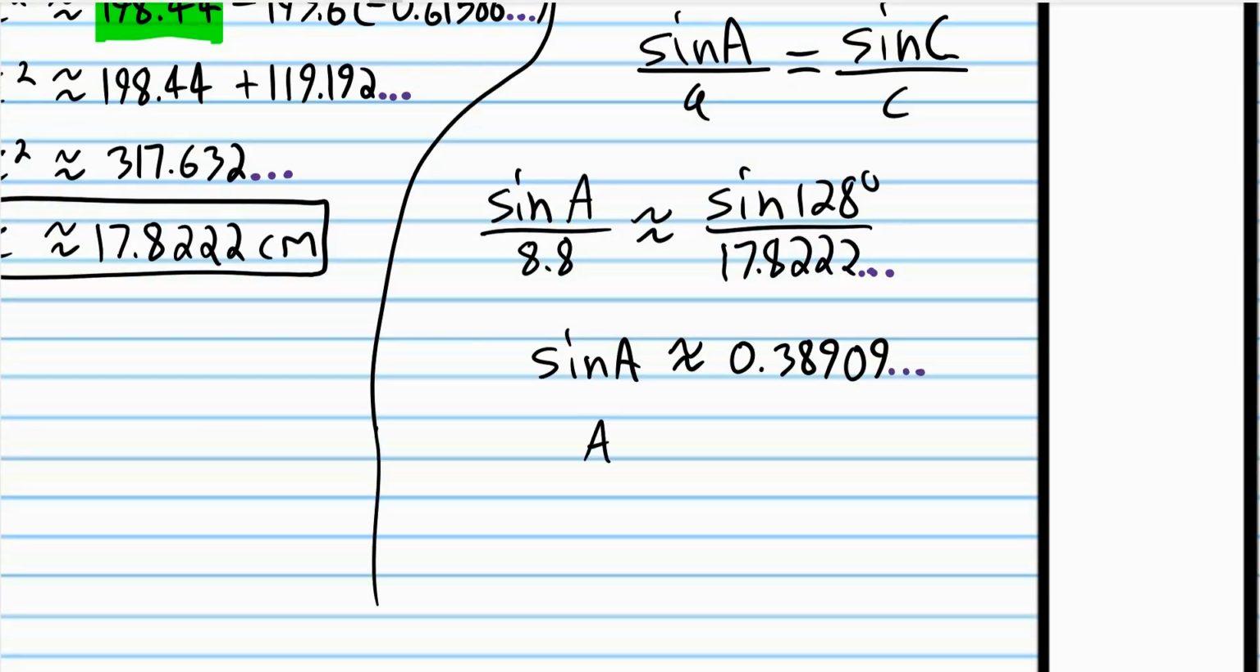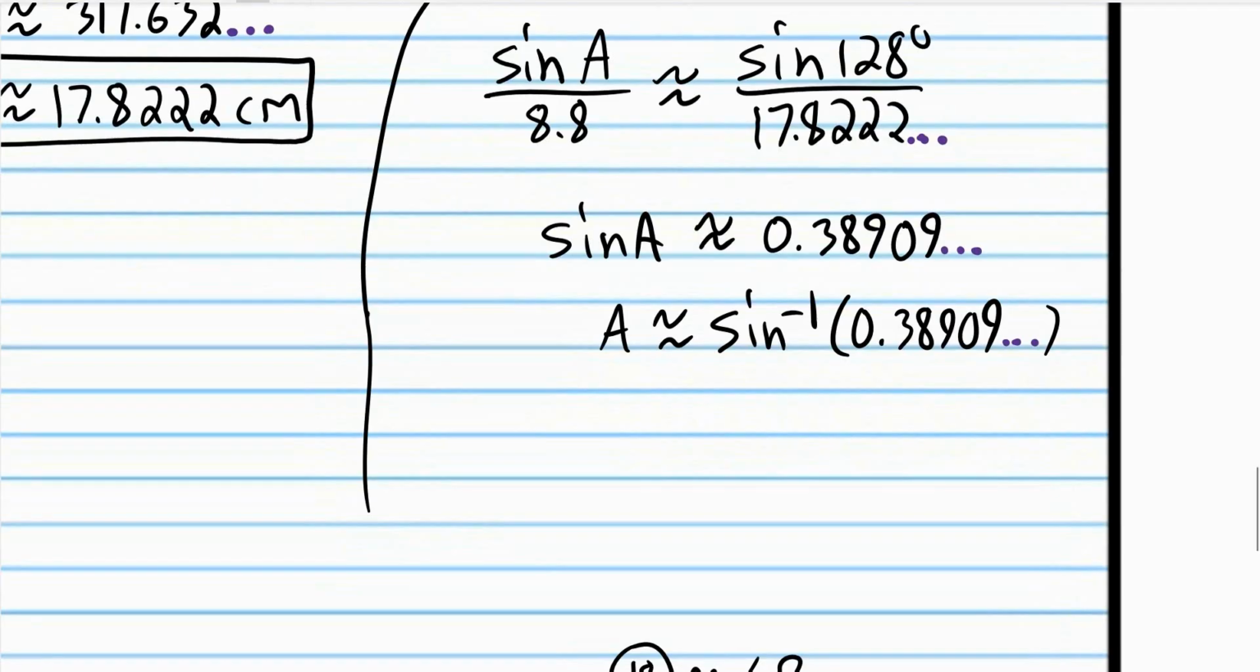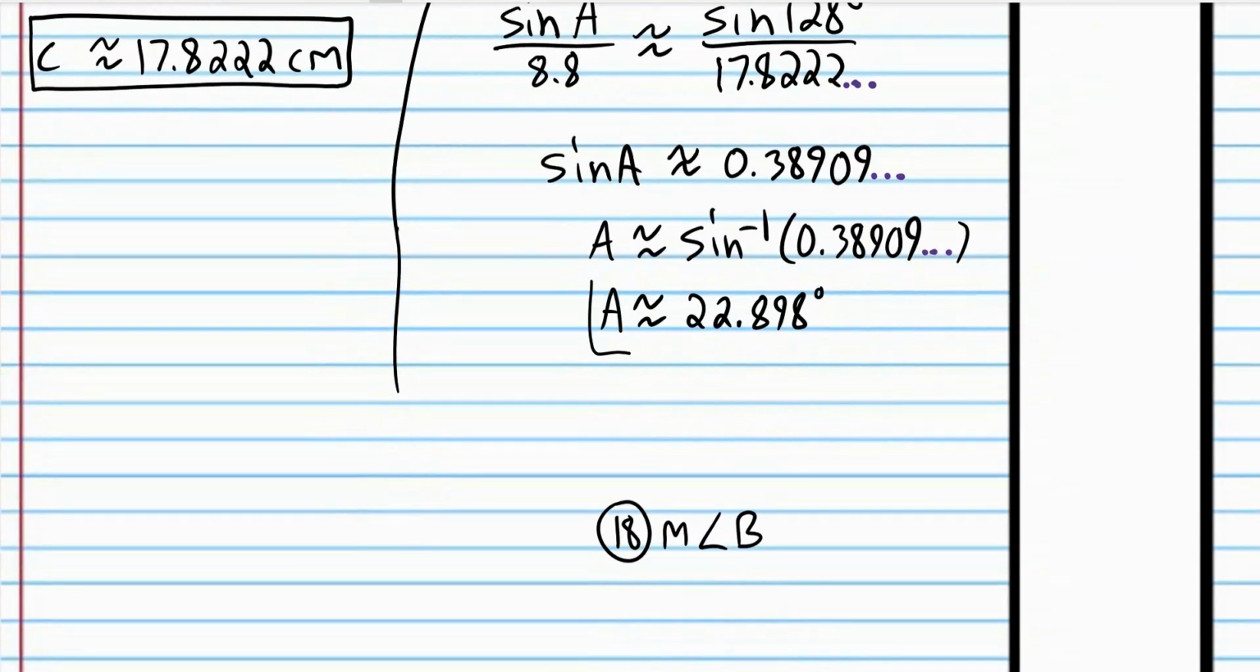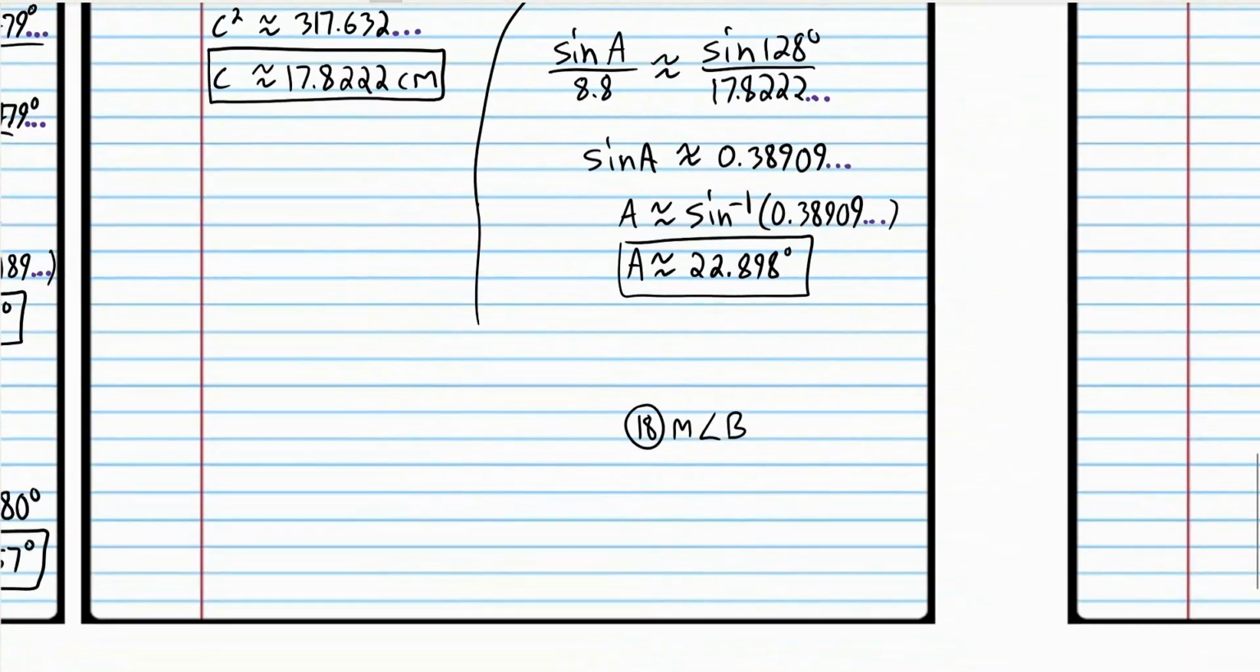And of course, A is approximately equal to sine inverse of that number. So we can do that on our calculator, and we get 22.898 degrees approximately. So we have angle A. Now we can use the triangle sum theorem to find the measure of angle B.